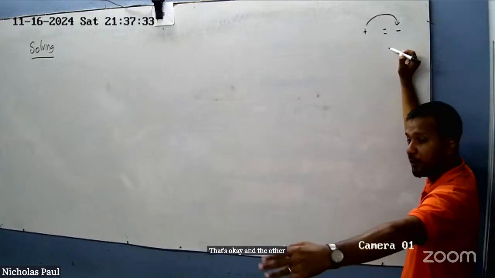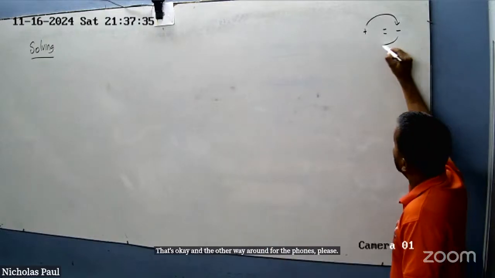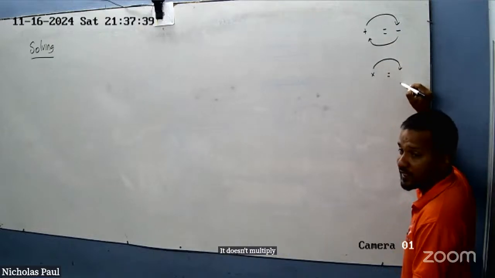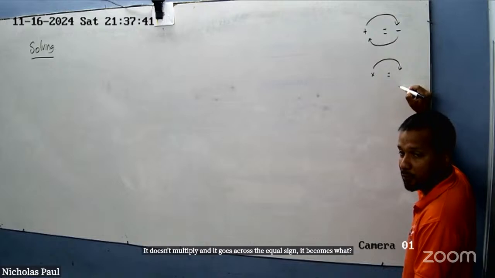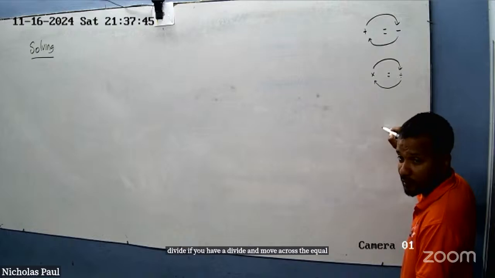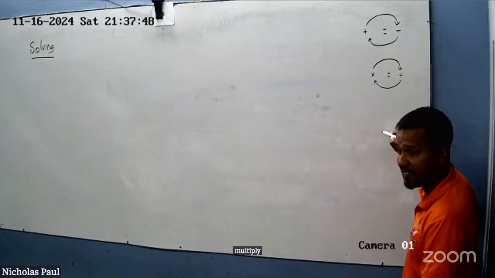Come for the phones, please. Right? And the other way around as well. If I have a multiply and it goes across the equal sign, it becomes what? Divide. If you have a divide and it move across the equal sign, it becomes multiply, right? Basic things that you need to remember.